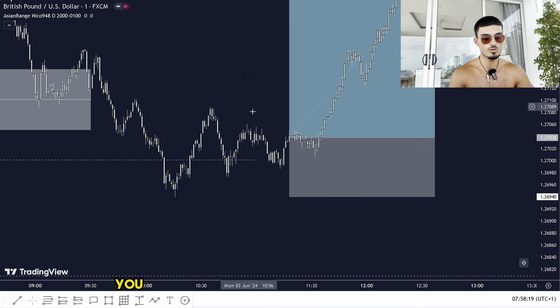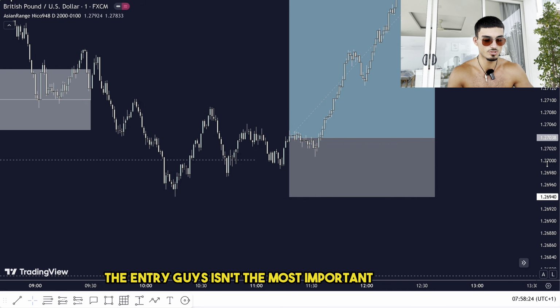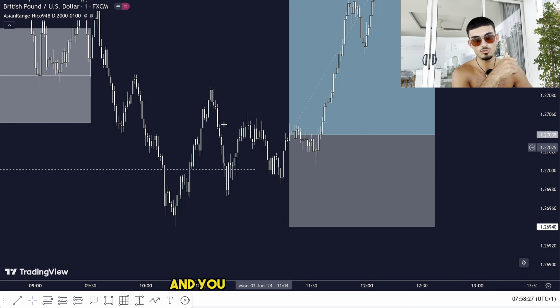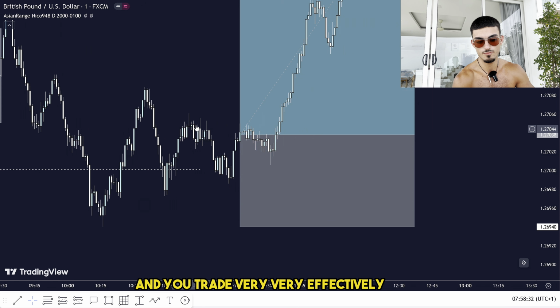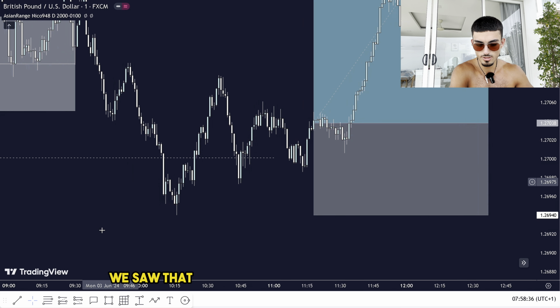You can enter a bit late, you can enter a bit after a change of character. Your entry can be 10 pips instead of 8 pips. The entry, guys, isn't the most important thing in the world, in my opinion. The most important thing is that you pick good areas and you trade from those areas and you trade very, very effectively, okay?